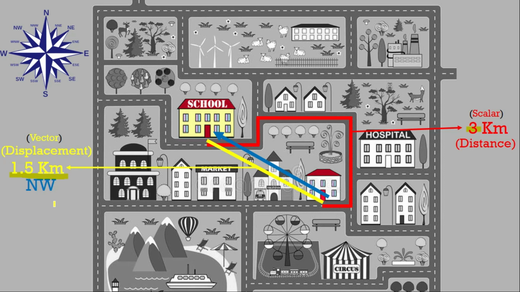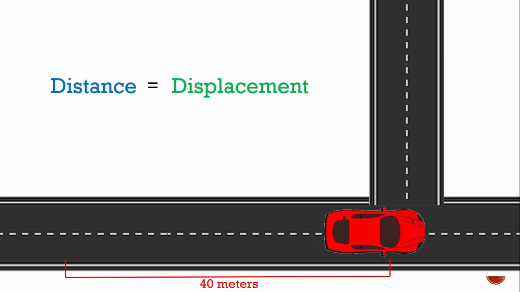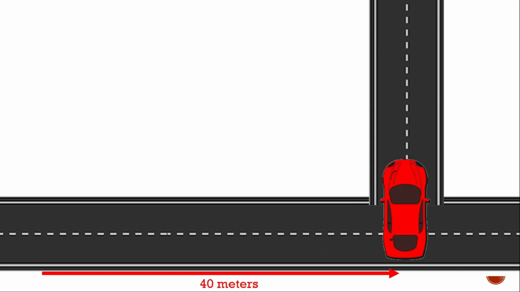Now understand that while moving in a straight line in a single direction, the magnitude of your distance and displacement will be the same. But it will not be the same if you change your direction. So in this case, because you moved 40 meters, the distance you covered is 40 meters. And in the same manner, your displacement is 40 meters as well in the east direction. But what if you suddenly decide to change your direction after traveling for 40 meters? And then suppose you traveled 30 meters towards the north again.